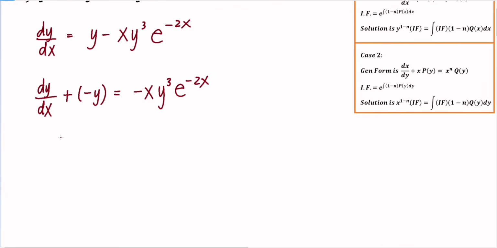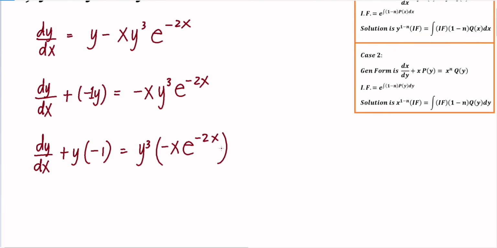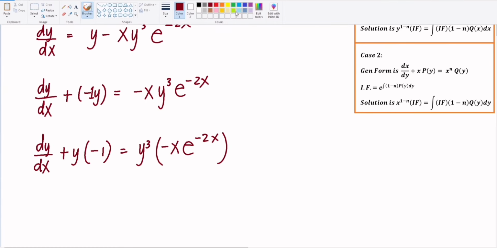So, again, extract na natin yung dependent variable natin na y. So, we will have dy over dx. Extract natin dyan yung y. So, we will have plus y times negative 1. Tama? Ayan. Kasi may imaginary 1 dyan. So, pag in-extract ko yung positive y doon, may matitirang negative 1 sa loob. Equals, dito naman, extract ko si y cube, yung positive y, times may iiwan si negative x, e raised to negative 2x. Ayan. Okay?